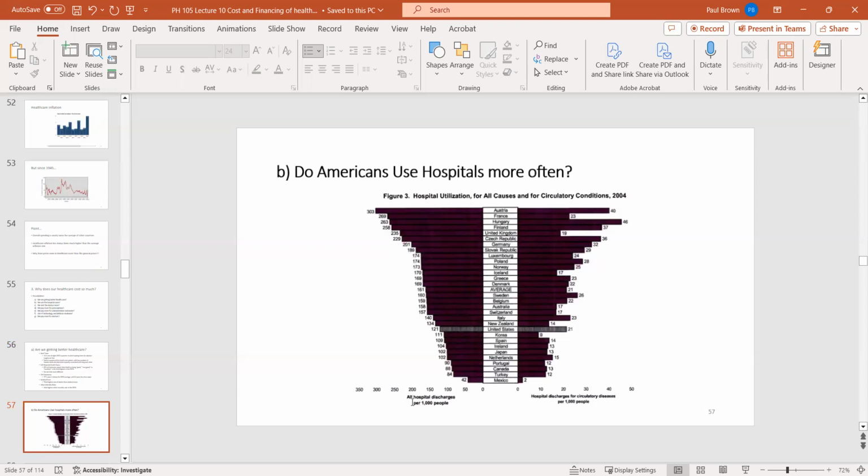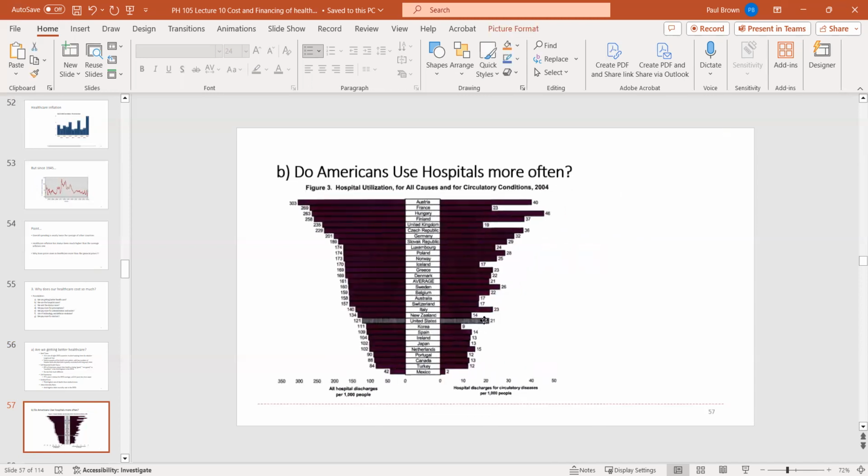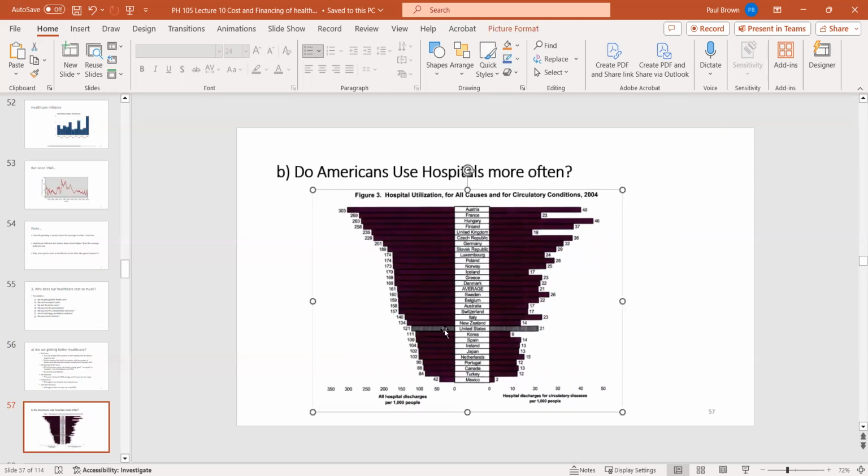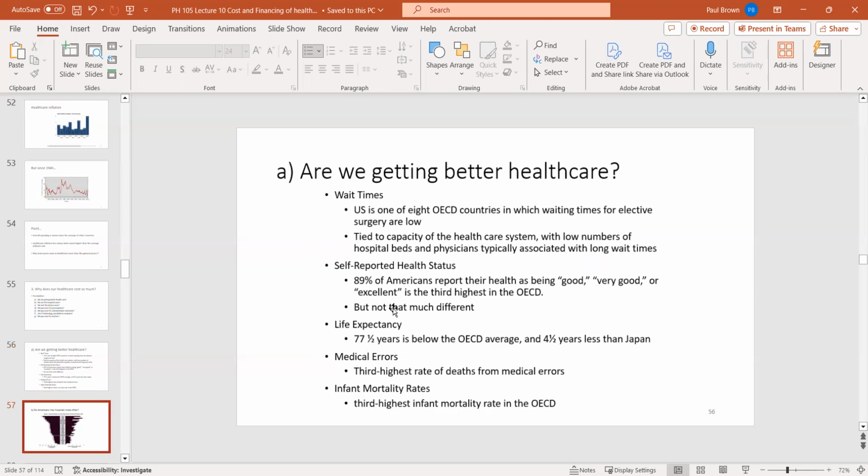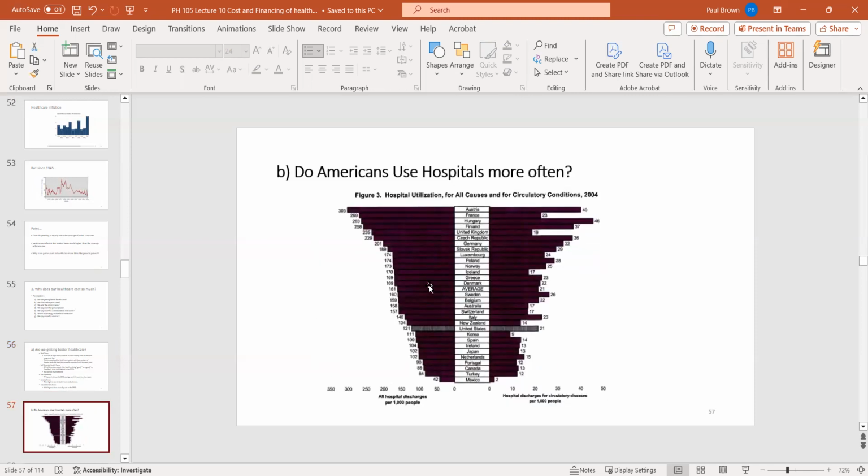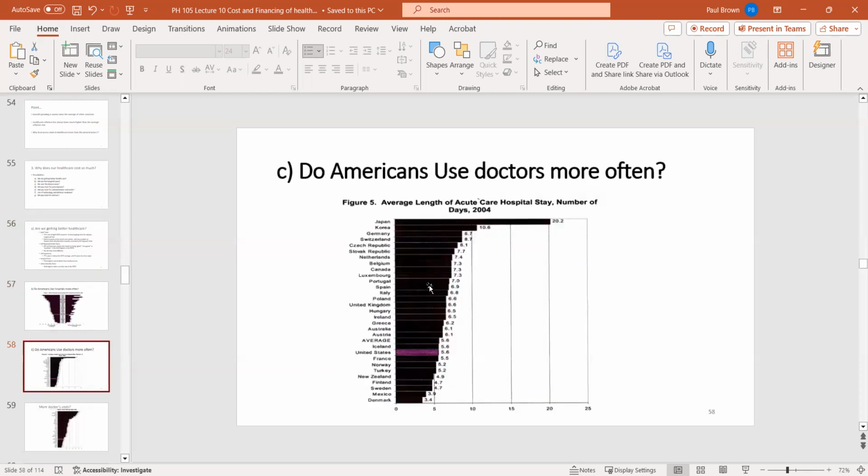Okay, do we use the hospitals more? Here's us down here in this sort of middle part. The answer is no, we don't use the hospital that much more. Other countries use the hospital a lot more than we do. And you know this because, one, they don't admit you to the hospital very readily here, and when they do admit you, they try to get you out of the hospital. So hospital admissions are usually low here and hospital stays are low.